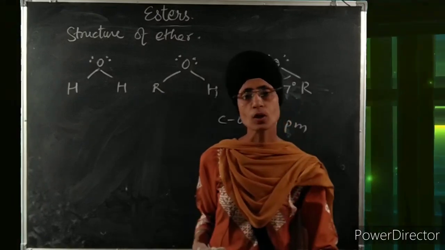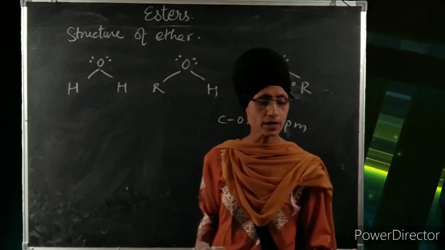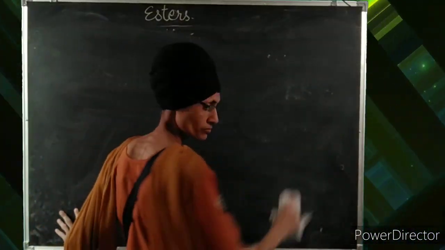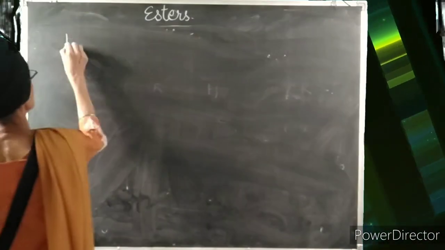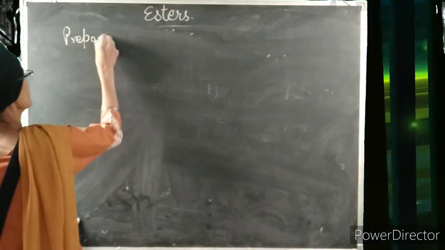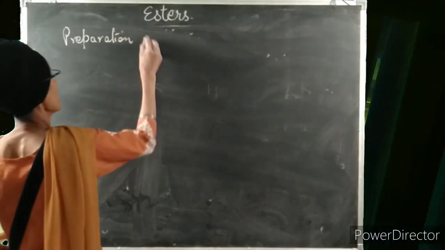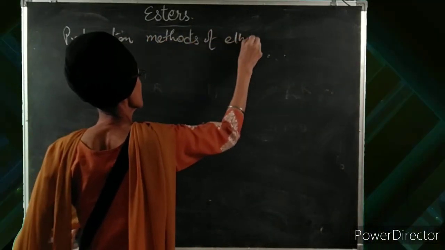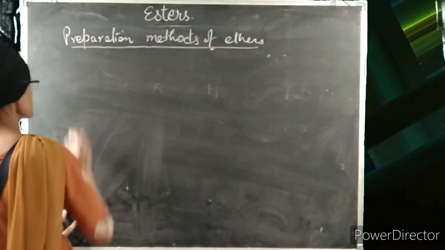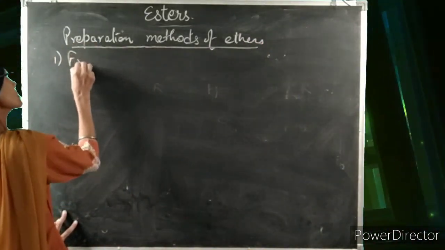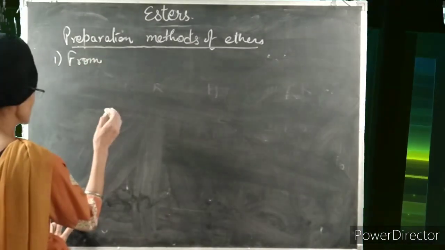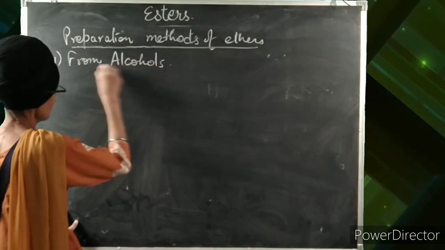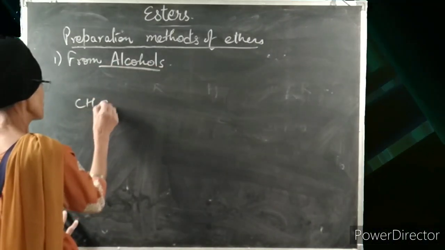Now coming to the next topic, that is the preparation methods of ethers. So let us do their preparation methods. We will do mainly two methods. One is preparation from alcohols, and the second, which is very important, is Williamson synthesis. First, preparation from alcohols. Let's take the example of ethanol.